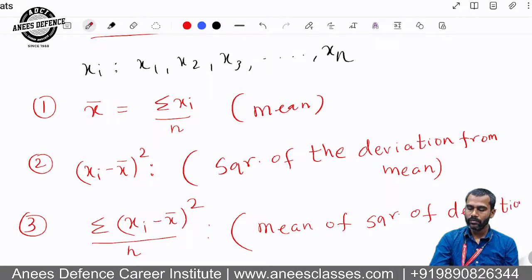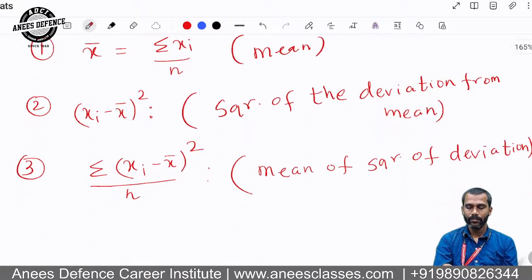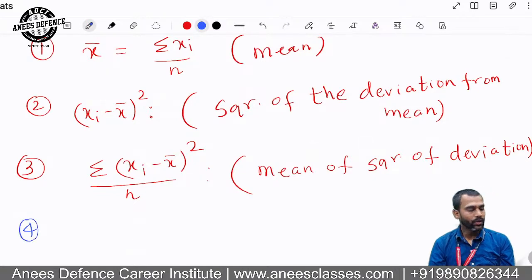Is there any doubt? No. Understood. Now the fourth step. Whatever you have found out so far, in the third step, you have to find out the square root of it.